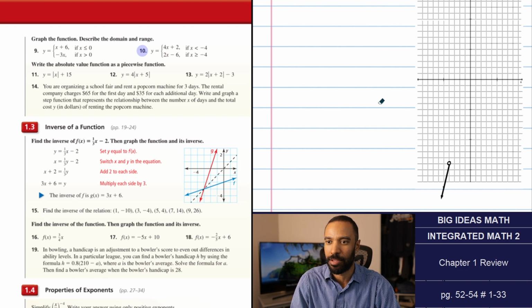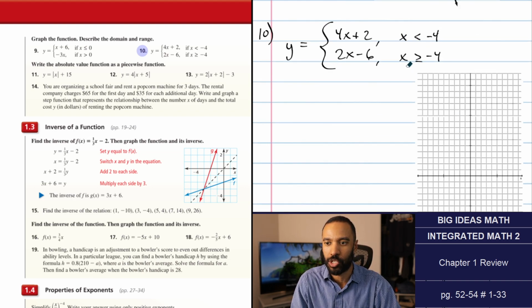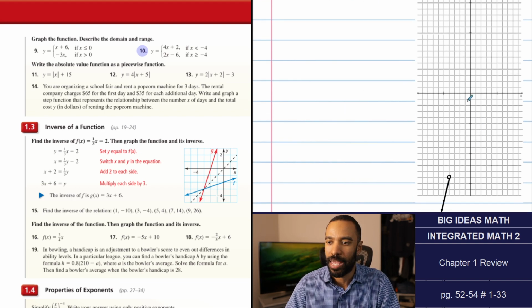So there's at least the beginning of it. The other part of this, when x is greater than or equal to negative 4, is graphed like y equals 2x minus 6. So negative 6 is here. Oh, you know what? This is helpful to have it for this graph. So what is it? Positive or negative?